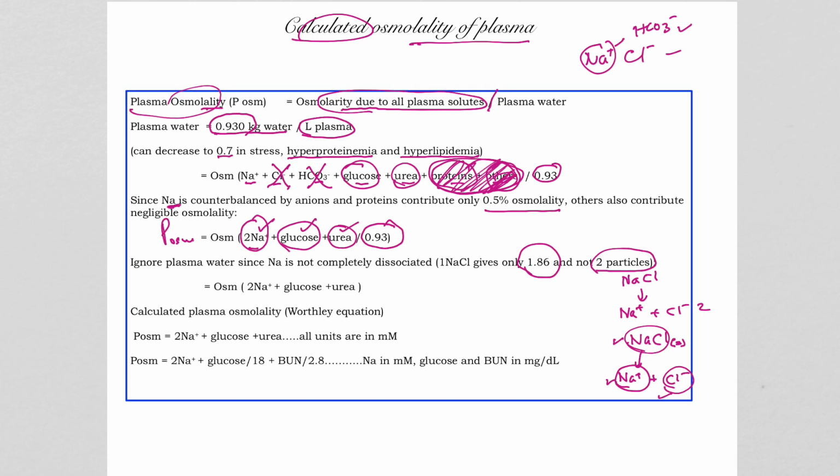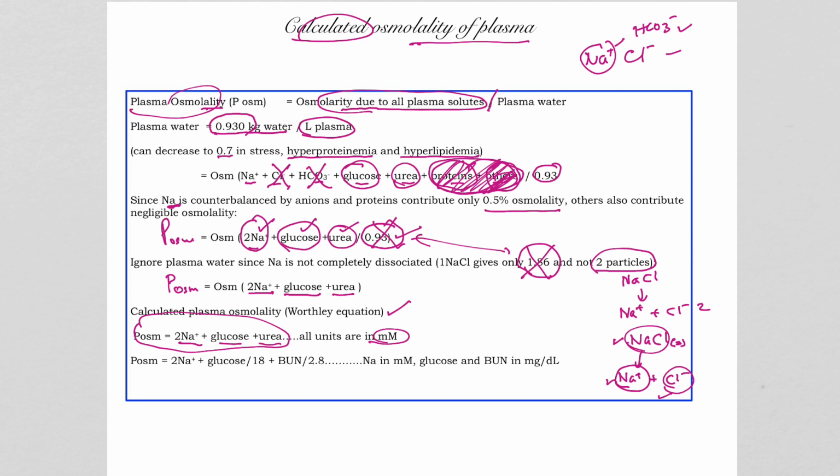Okay, so this effect of sodium not dissociating basically cancels out the fact that there's not 1 kilogram water here, it's 0.93 kilograms. So basically those 2 effects cancel each other out. So our formula now becomes simpler. The calculated plasma osmolarity is 2 times the concentration of sodium plus glucose plus urea. This is called the Wortley equation. So if all of these are in millimolar, then we can use this equation.